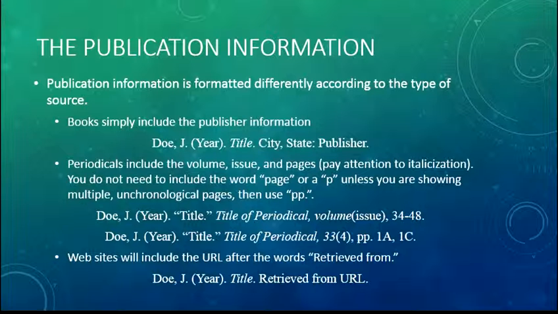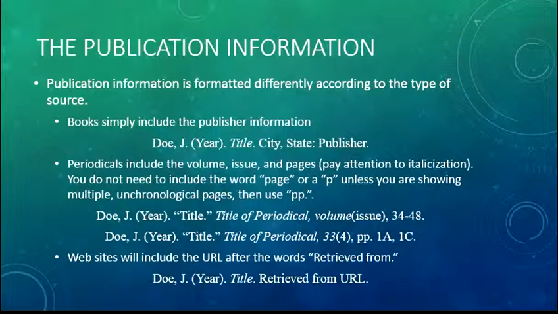Okay, so when we're looking at books, you're simply going to include the information about who published the book. So after your title, you'll have the city, comma, the state, colon, and then the publisher. Now, if you are using a section in a book, you're going to want to go to the Purdue OWL because it is going to show you how to do an edited work or a chapter from a collection. Those are formatted a little differently, but the end is always the same. City, comma, state, colon, publisher, period.